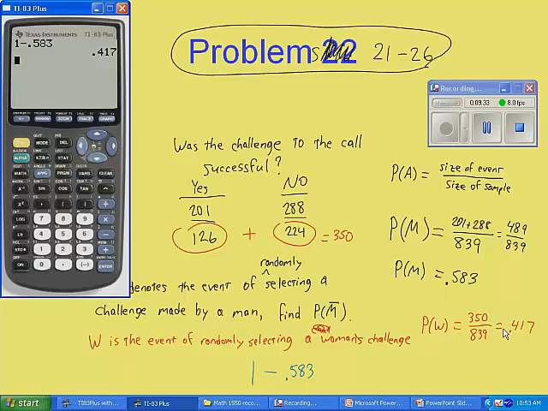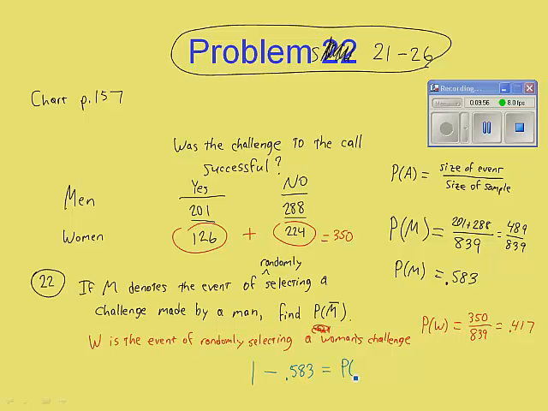Does that make sense to you? Because something has to happen. So it's either you pick a man or you pick a woman. That's the only two possibilities. Now notice, Tyrone's idea works if you have two possibilities. You guys follow that? But yeah, this is going to be also probability of W.